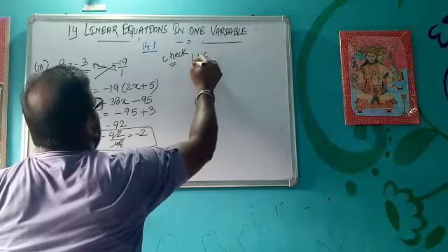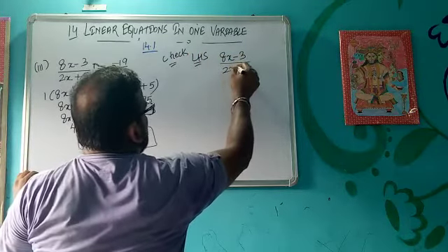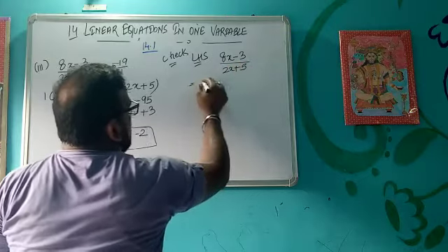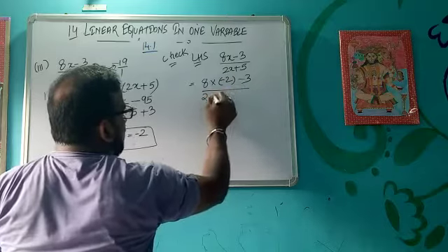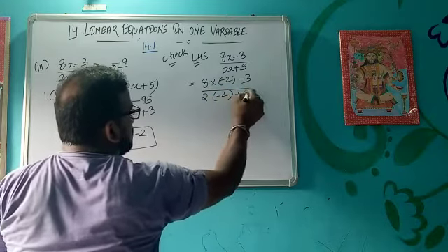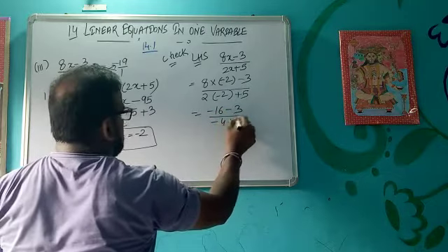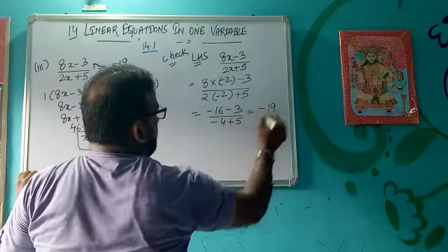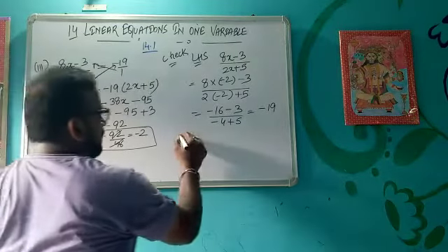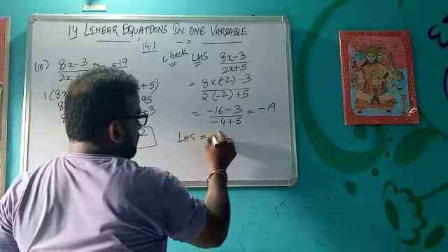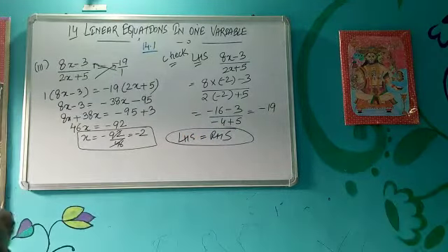First we will take the left hand side, that is 8x minus 3 upon 2x plus 5. Then we will put the value of x, here again x. So it becomes minus 16 minus 3 upon minus 4 plus 5. It becomes minus 19. So this is my RHS only. So we can say that LHS equal to RHS. Okay.